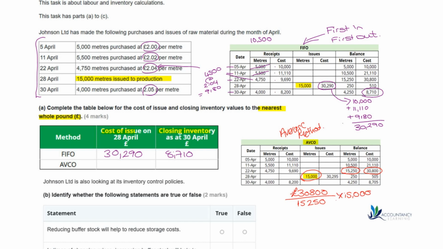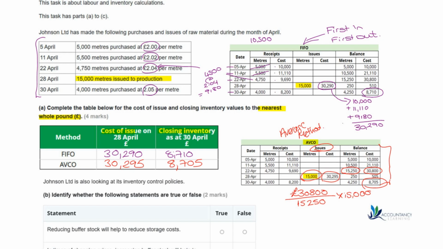And that gives us our average cost over all the purchases up until that point. It's our average cost, and multiply that by the issue, and that's when you will get your 30,295. Then again, this balance column here works in the same way regardless of the inventory valuation method you're using. All that changes is the issue. So your balance is the cumulative balance of the number of meters you've got in stock and the total cost for those. So therefore the closing inventory under AVCO will be £8,705.